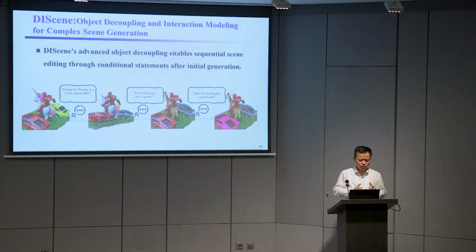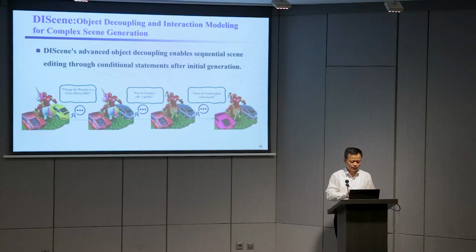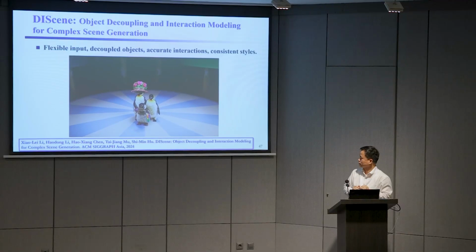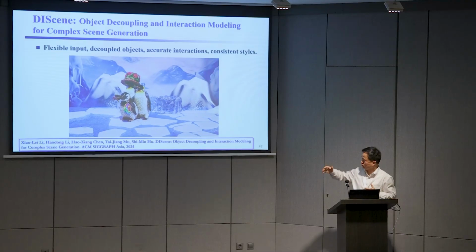So DI-Scene's advanced object decoupling enables sequential scene editing through conditional statements after initial generation. So you use text to generate a 3D scene. Then you can input more text to tell the system to modify it to satisfy your ideas. So it's very popular, very powerful. So let's see an example. This is flexible input, decoupled objects, and accurate interactions. So let's see this very nice example. So you use some text or image, you can generate such a movie.